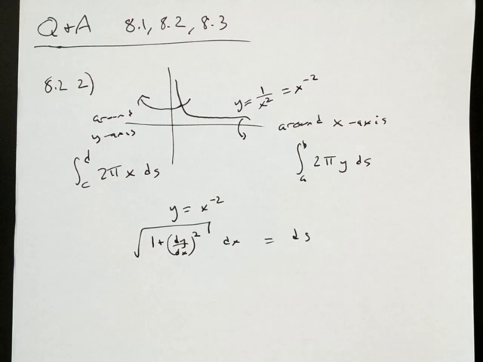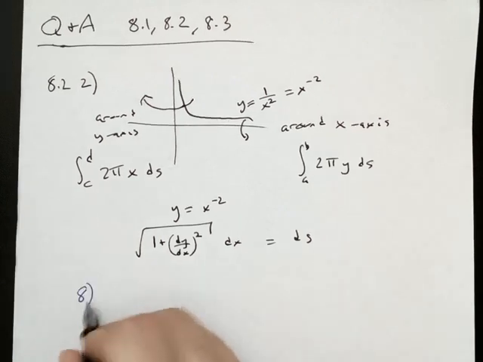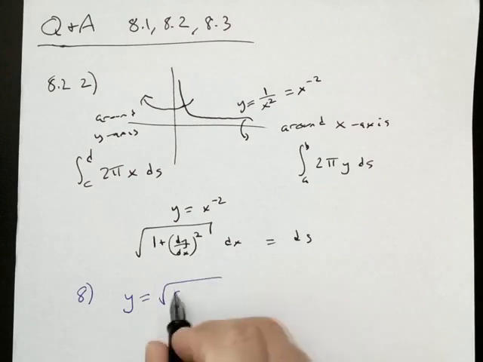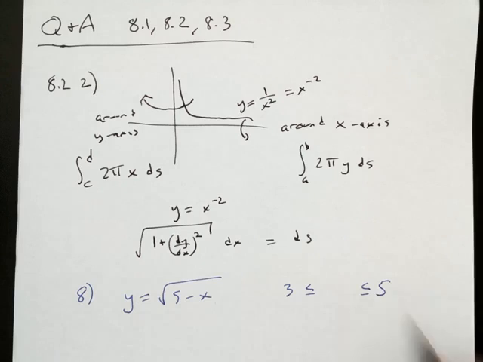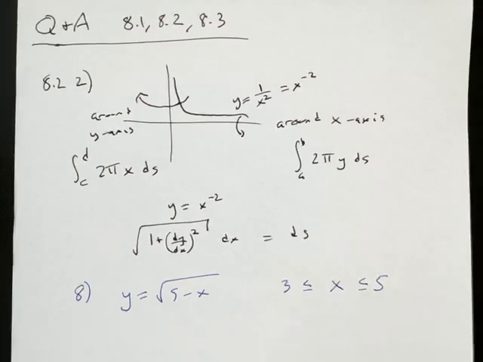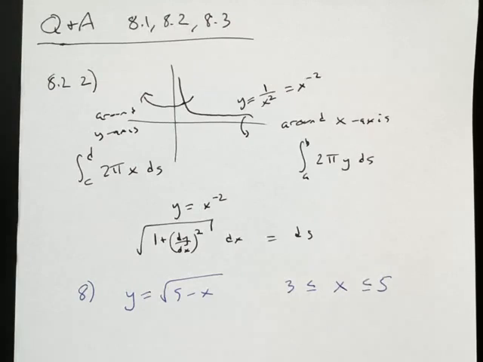More questions? Yes, Leo. Number 8. Now this one it does want us to do. Y equals root of 5 minus x, and its x is between 3 and 5. And we're rotating around the x-axis.